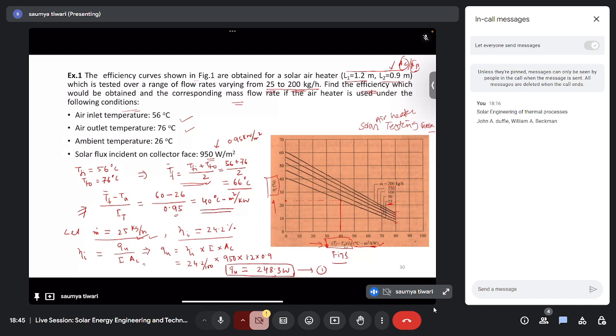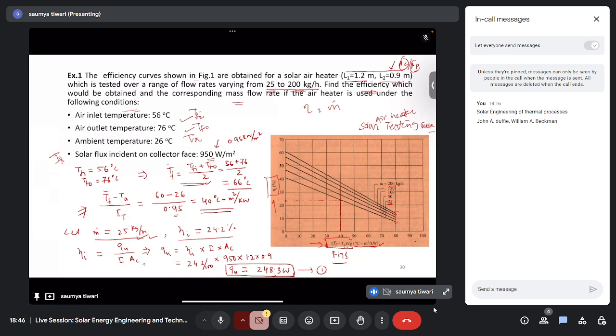So what we have been asked is the efficiency and the mass flow rate if the air heater is used under the following conditions. Your inlet air temperature is given, right? The outlet temperature is given, the ambient temperature is given, and your solar flux incident on the collector face, IT, is given as 950 watts per meter square.